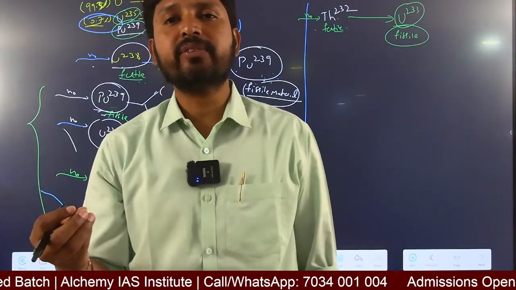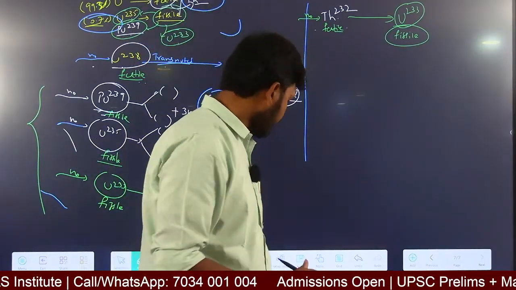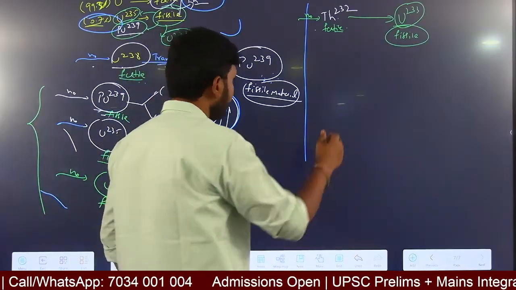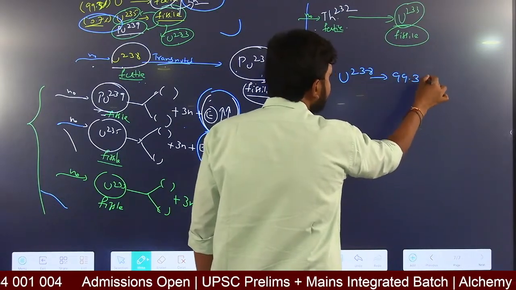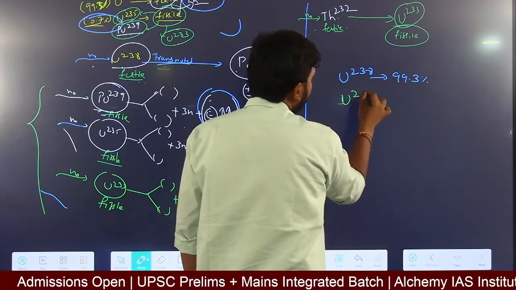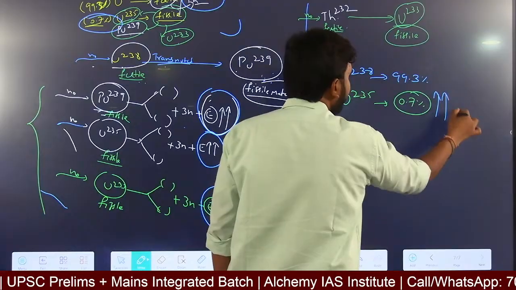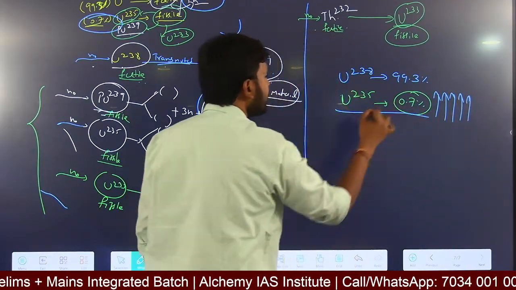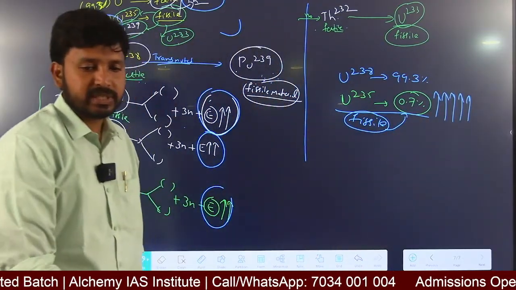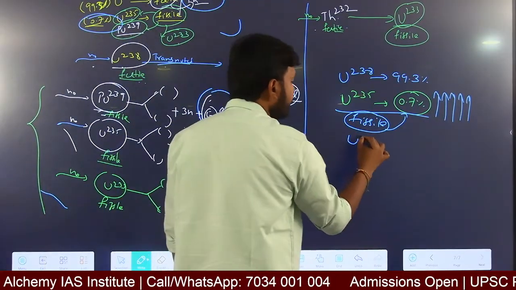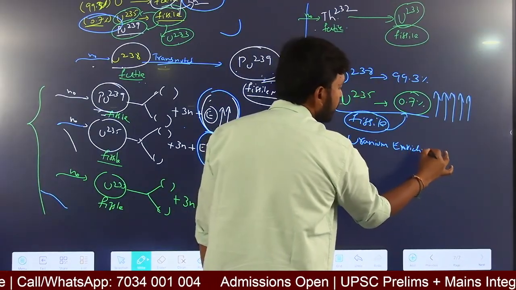First we'll see the basics, but there are different mechanisms using which we try to enrich uranium. The basic understanding is, for example, uranium 238 has a proportion of 99.3 percent, and uranium 235's proportion is hardly 0.7 percent. My aim is to increase the proportion of this fissile material, and that is called uranium enrichment.